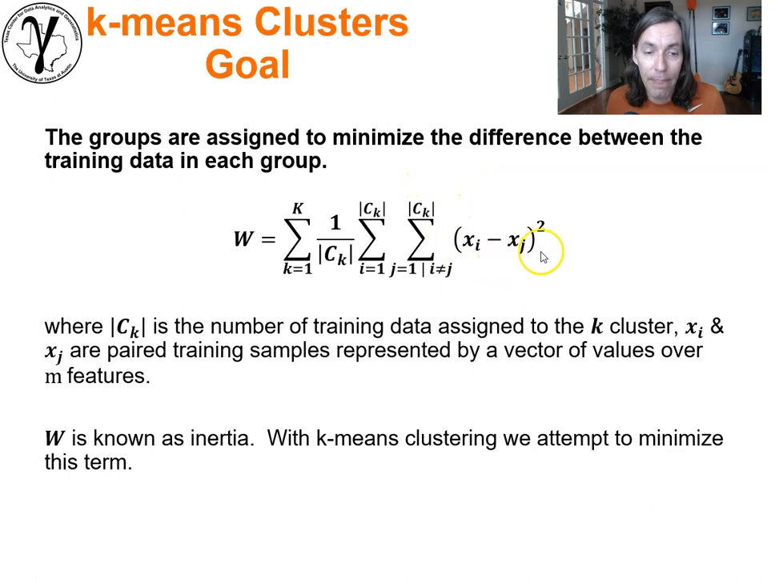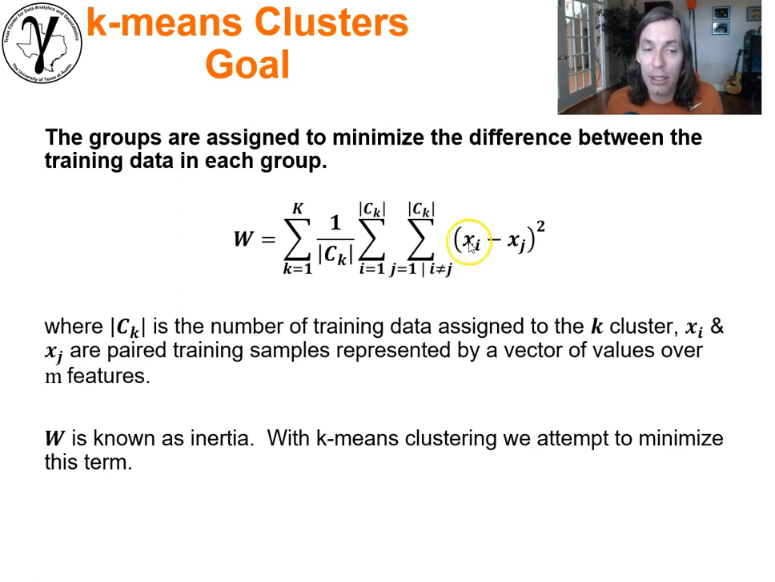This right here is a squared difference calculation. Now note xi and xj are just simply two training samples within our data set, and we've constrained it such that they cannot be equal to each other. Therefore, we're never comparing data with themselves.